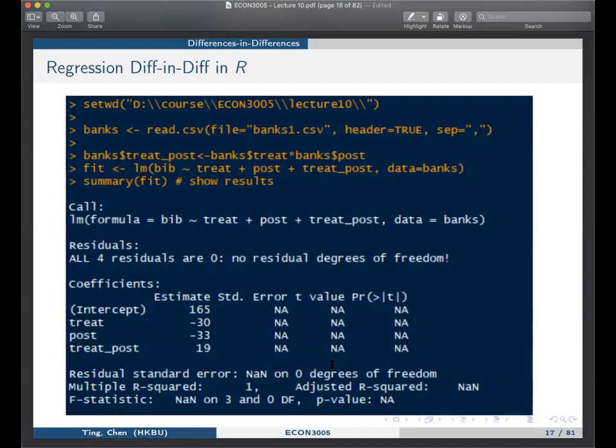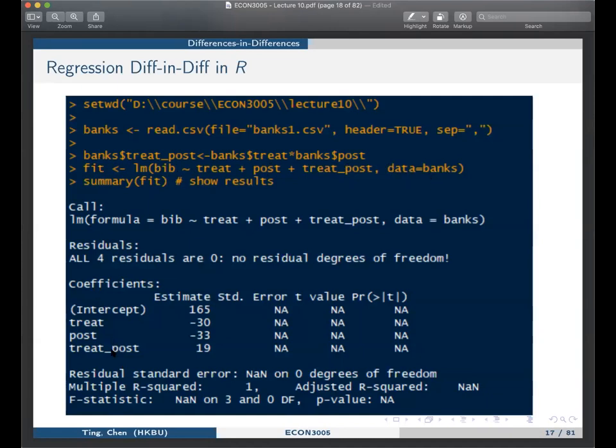If we run that in R, the way we run it is pretty much the same as before. Here in the LM function, this is the dependent variable, then the treatment dummy, the post dummy, and the interaction term. And the data is this bank data.